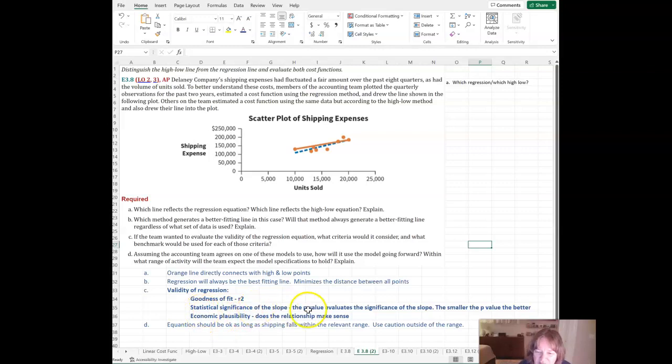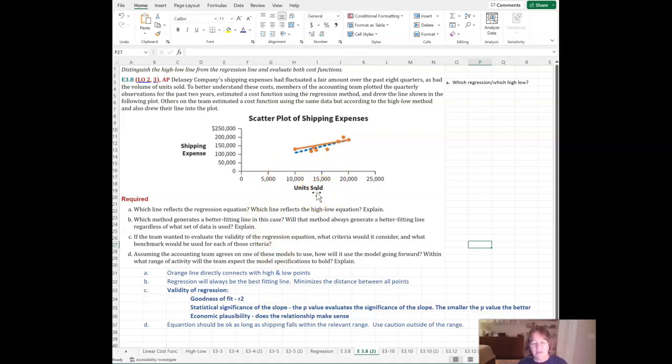But the statistical significance, when we look at the p-value, the smaller the p-value, the better, right? And what we're looking for is something like 0.05 or less for a p-value, okay? And then finally, economic plausibility. Does it make sense? Okay, this is a scatter plot of shipping expenses and units sold.